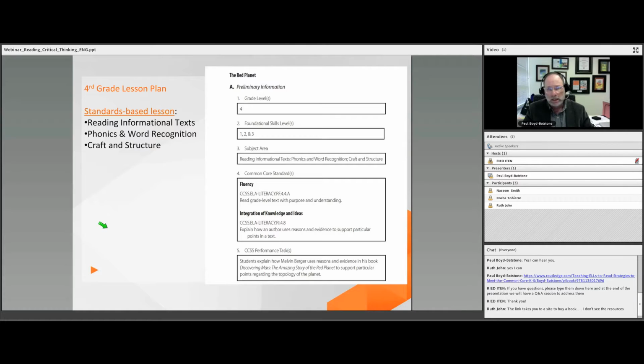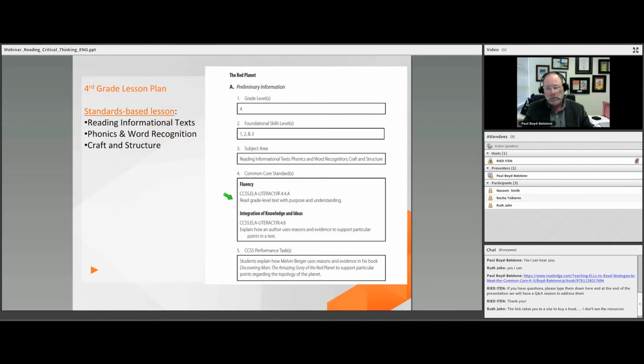This is a lesson on, guess what? Studying Mars. It's a 4th grade lesson. I'll be addressing differentiated skills, levels 1, 2, and 3. The subject area will be reading informational texts and craft and structure. We'll also include some word recognition and phonics in there. And then I've aligned this with standards.